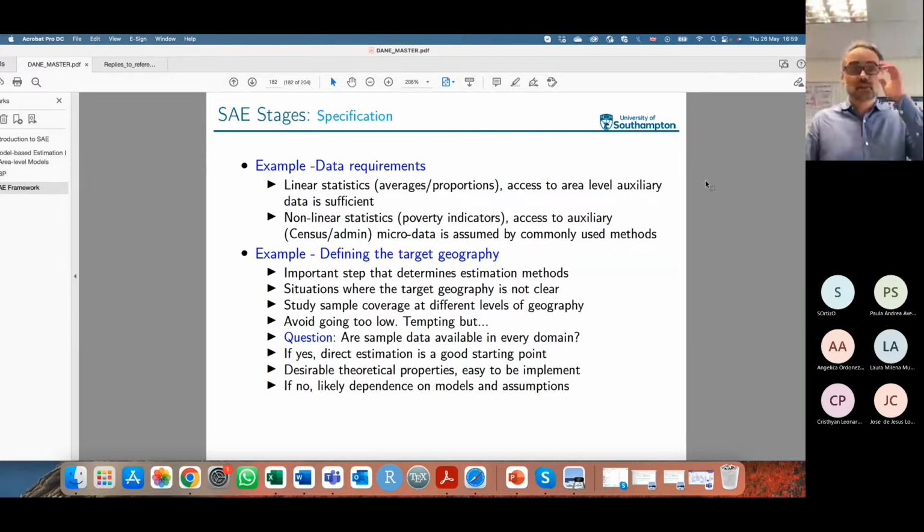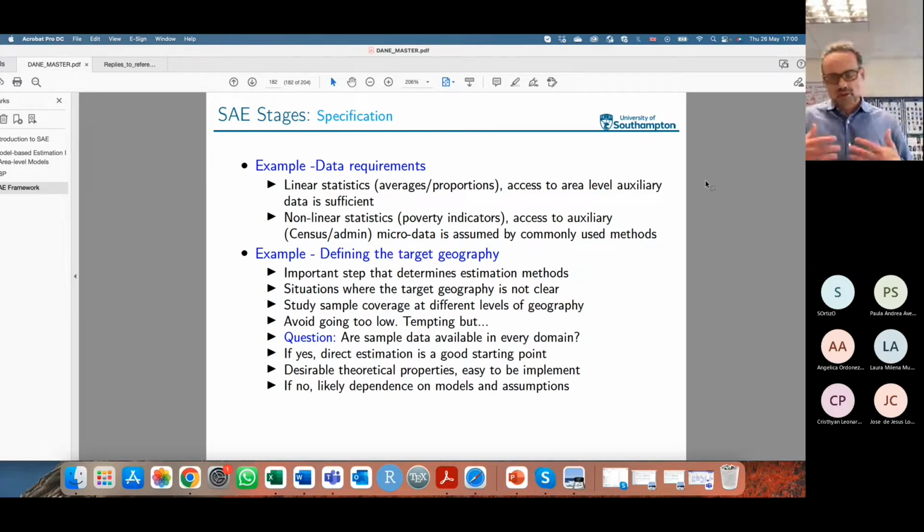Now, if that's not possible, either because you don't have samples in every geographical area, or because the sample sizes are not large enough to give you the desired precision or the coefficients of variation that you want, then it's likely to depend on models and assumptions, basically. And that's why small area estimation is one of these areas where the cautious use of models, as I will describe a bit later, is accepted now by national statistical offices.